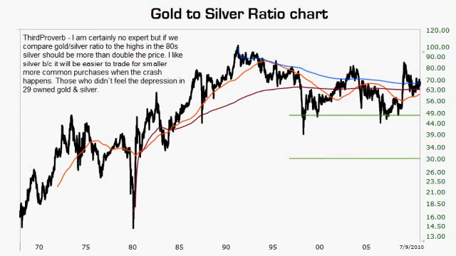Third Proverb writes, I'm certainly no expert, but if we compare the gold-silver ratio to the highs in the 80s, silver should be more than double the price. I like silver because it will be easier to trade for smaller, more common purchases when the crash happens. Those who didn't feel the depression in '29 own gold and silver.